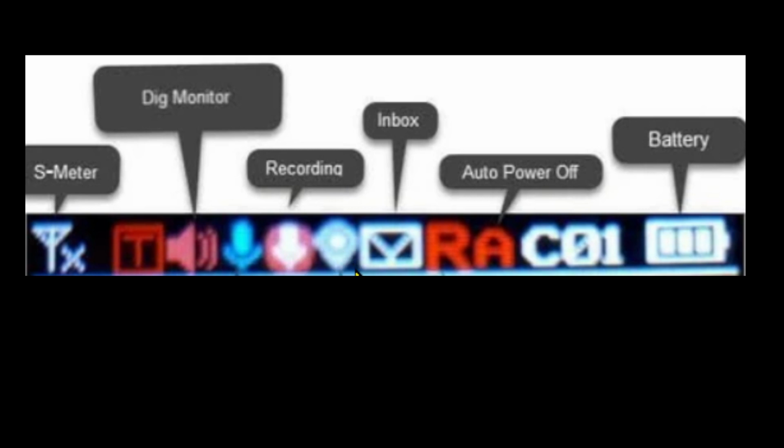GPS. In the example, GPS is greyed out. It's not on, but this radio next to me, it is on, and it's a red icon with a white dot in the middle. And inbox. An inbox just means you've got a message. You've received a message from someone on DMR. And the R, I've never seen that before.